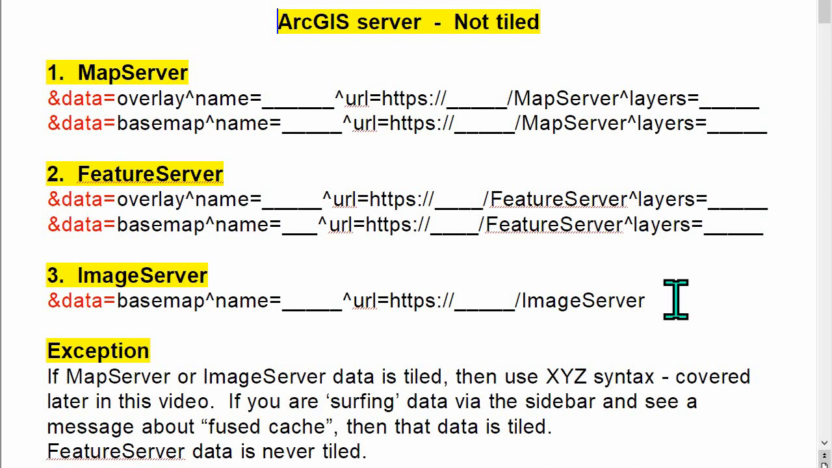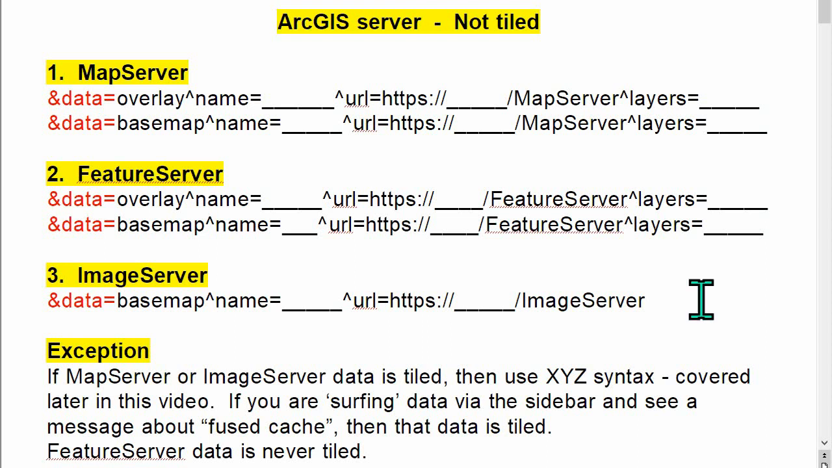Usually, map server and feature server data should be displayed as an overlay. However, if that data entirely covers the screen, such that you cannot see anything under that data, then it might be best to display that data as a base map. Usually, image server data will cover the screen and hide anything underneath. So most image server data should probably be displayed as a base map.